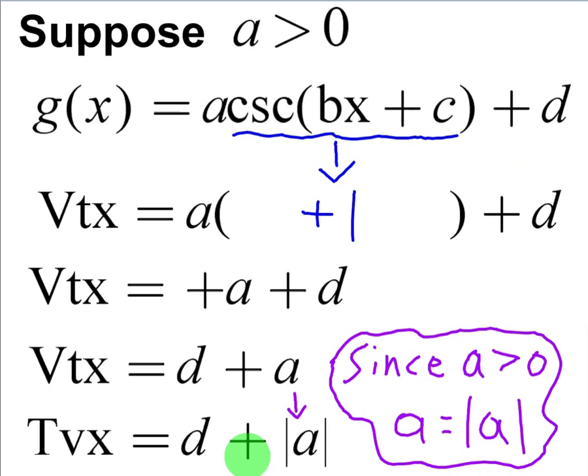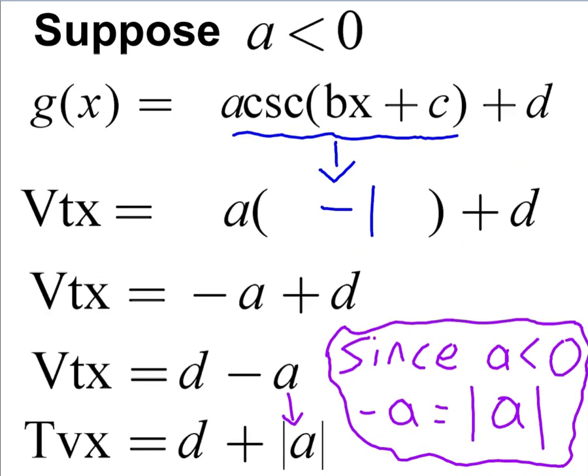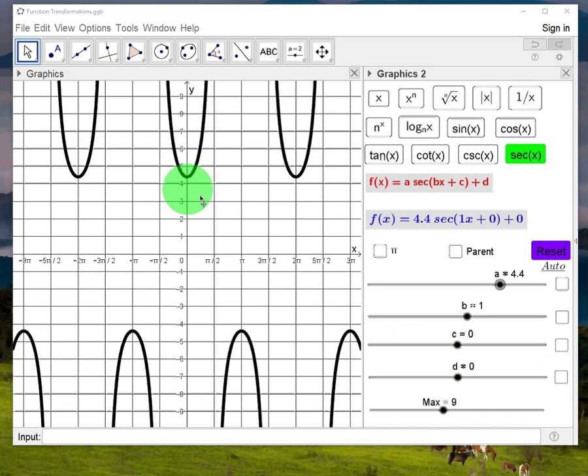Okay, so what if A is negative? Well, if A is negative, again, we're going to plug in -1, which we know is the y value of one of our vertices. That's going to become -A plus D. We're going to flip that and it becomes D minus A, but since A is negative, -A is equal to the absolute value of A, and therefore we can replace -A with absolute value of A. This tells us that this will give us the top vertex now. When A is negative, we have D plus absolute value of A. That will give us the top vertex.